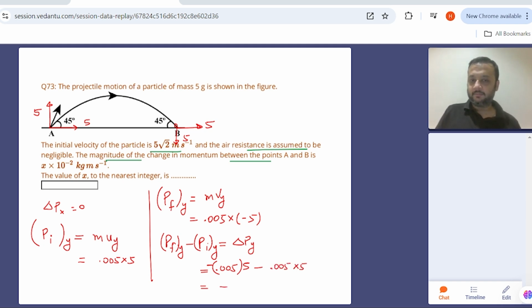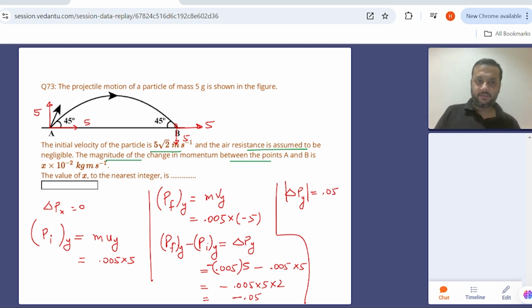So that means this will become 0.005 into 5 into 2. Hence this will become minus 0.05, and since we have to take the magnitude of it, mod of delta py will become 0.05. We have to express this answer as a multiple of 10 to the power minus 2. So this will become 5 into 10 to the power minus 2. Hence the value of x will come out to be 5.